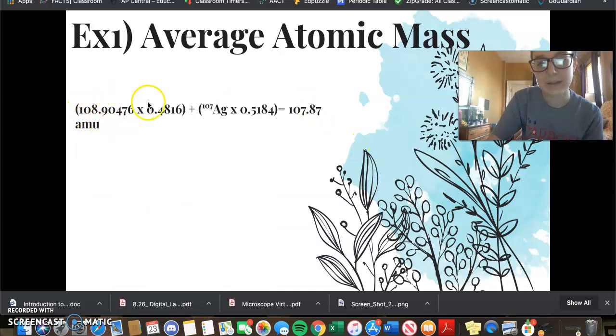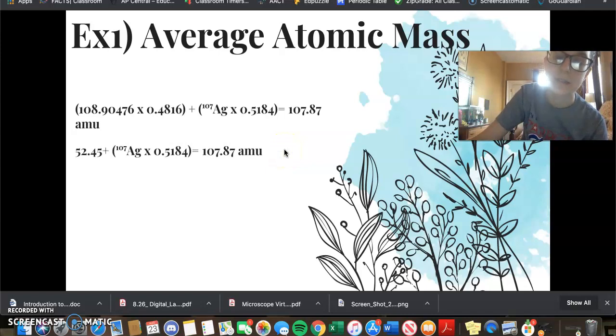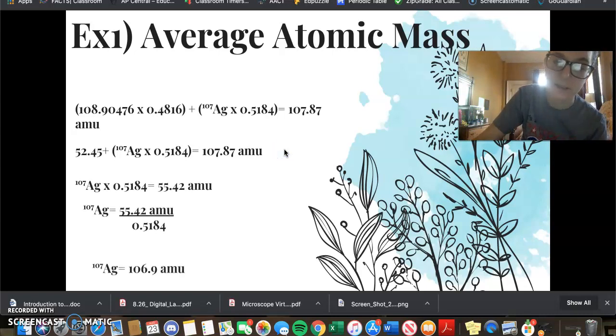So here we have the atomic mass of silver 109 times its percent abundance. Convert that percent to a decimal, just to make your calculation a little bit easier. We're trying to find the mass value for silver 107. You could replace it with X as well if you would like. And multiply it by its percent abundance, 51.84%. This 107.87, that is the atomic mass that comes straight from the periodic table. So now we can do some rearrangement, algebra, to figure out what the mass value for 107 will be. When we do that, we find that the mass value is 106.9 AMU.